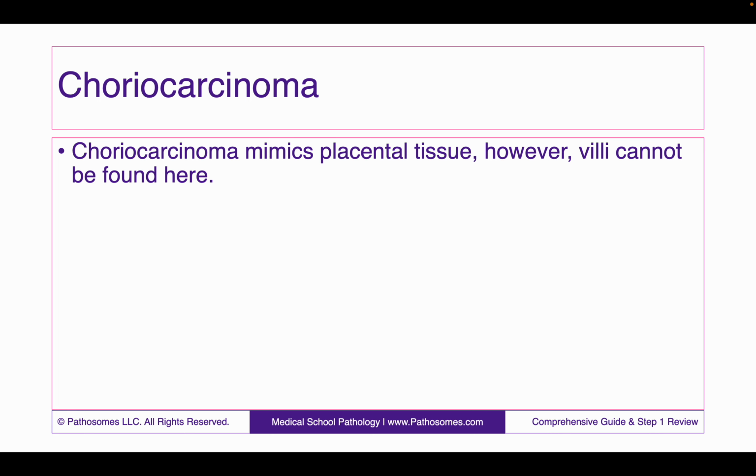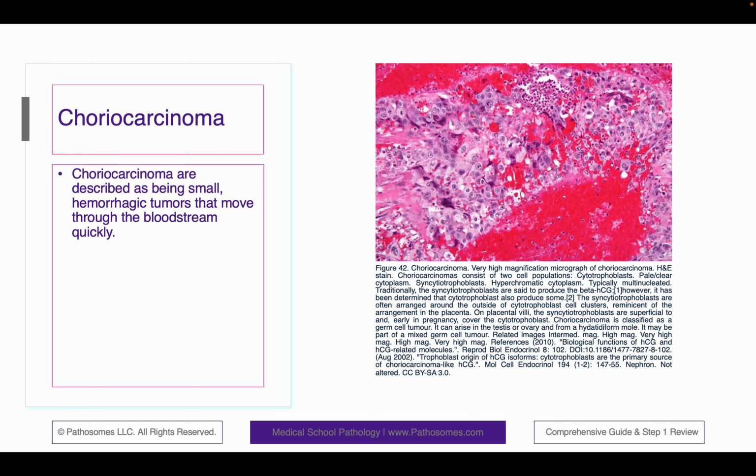Choriocarcinoma mimics placental tissue. However, villi cannot be found within them. Choriocarcinomas are described as being small, hemorrhagic tumors that move through the bloodstream quickly. As you can see here to the right, would you describe that as hemorrhagic? Definitely. You see all the red blood cells there?